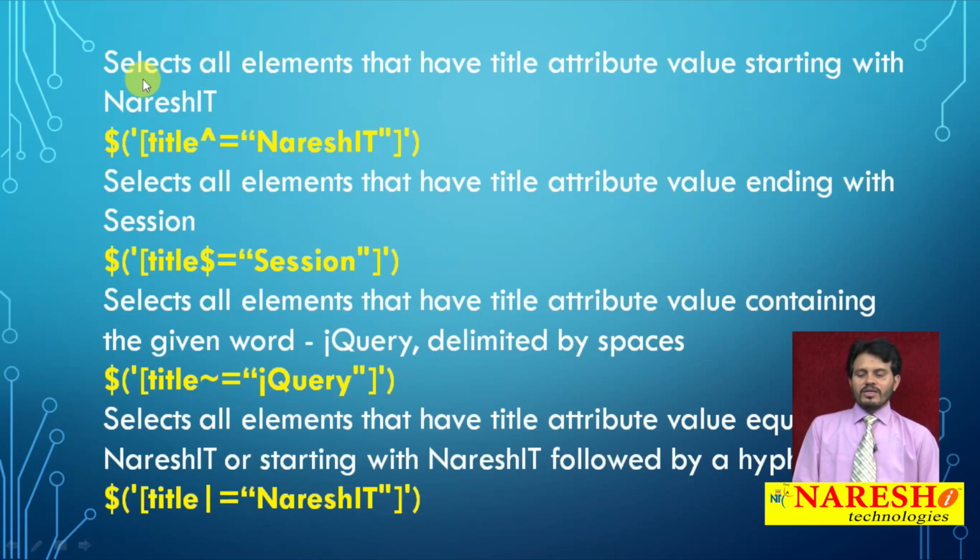So what requirement may occur? Select all elements that have a title attribute value starting with Naresh IT. Means any element which uses the attribute title and that attribute contains some value, but in that value must start with Naresh IT, then only that element will be selected. So how will we write it? Dollar of title, before the square bracket not mentioning any element. It means any element that has the title attribute, caret symbol equals to Naresh IT. It means that attribute value must start with the given word, Naresh IT.